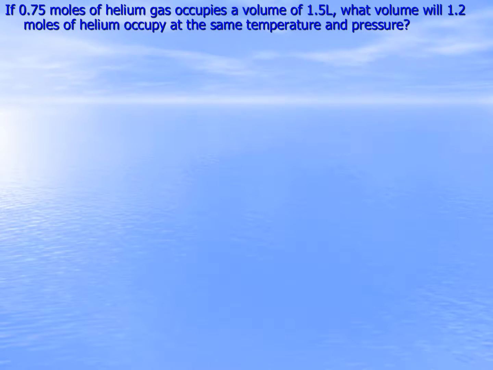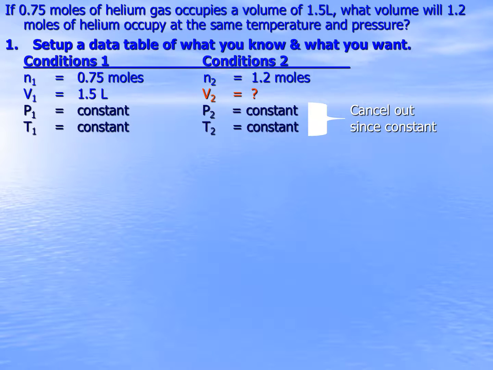Another example, this one with moles and volume in it. So this would be an Avogadro's law problem. 0.75 moles occupies a volume of 1.5 liters. What will the volume be if you have 1.2 moles and you keep the temperature and pressure the same?